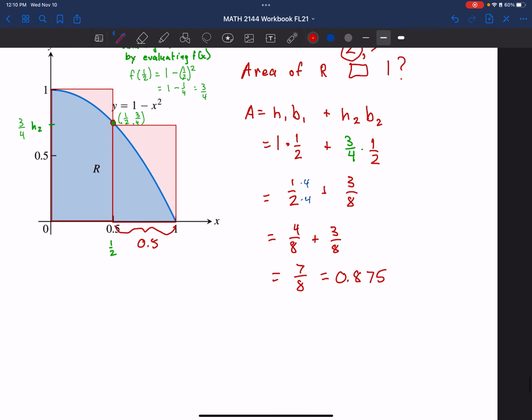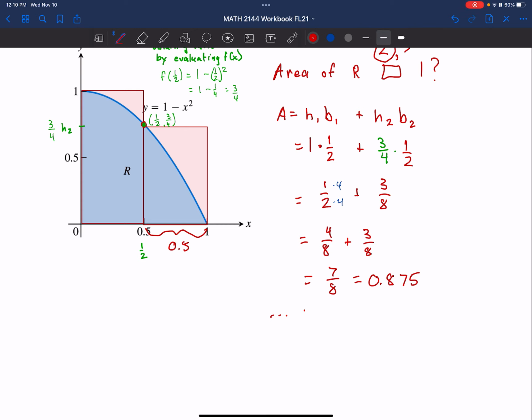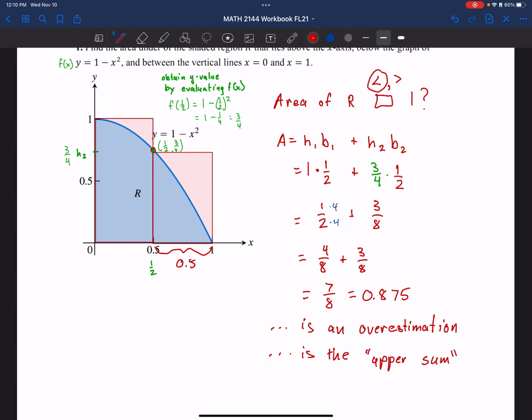There are a couple things to note. We already talked about it. This number is an overestimation. Or you might think about the terminology associated with what we just found. It is called the upper sum. The upper sum, because it's an overestimation, and we basically let these rectangles go above the area that we're trying to find.